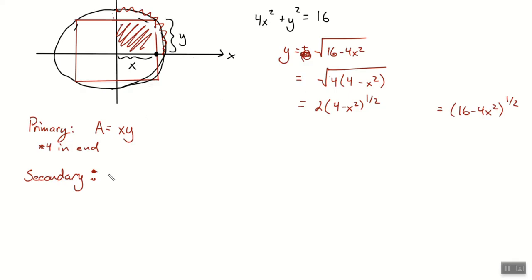Okay, so I can now write, and I had my secondary. I'm just going to write it as y equals the square root of 16 minus 4x squared. And now I want to be able to write a singular function, A of x. And it's not terrible. x is still x. What am I going to put in for y, though?